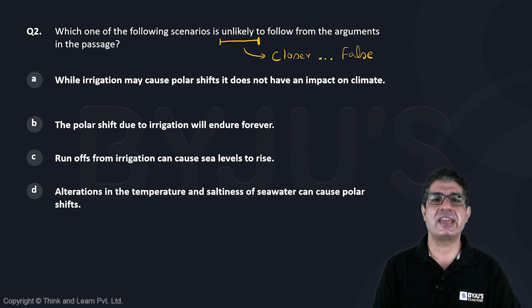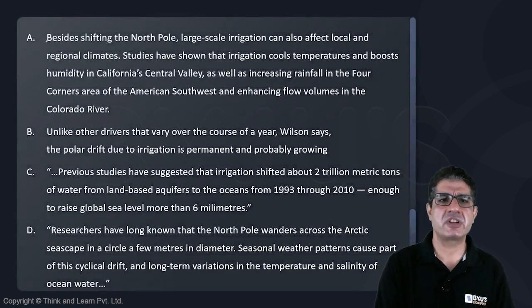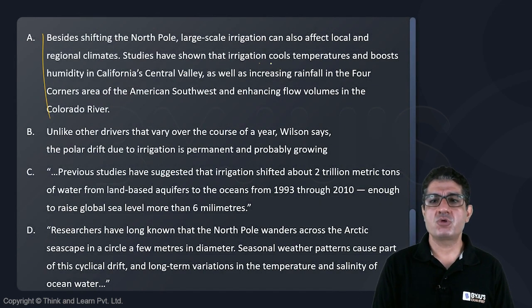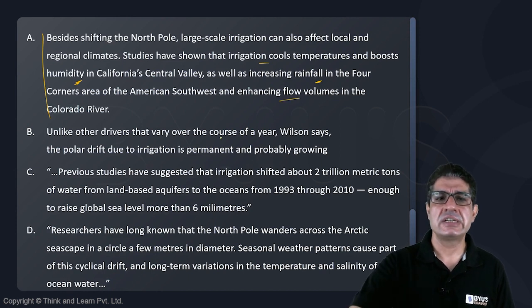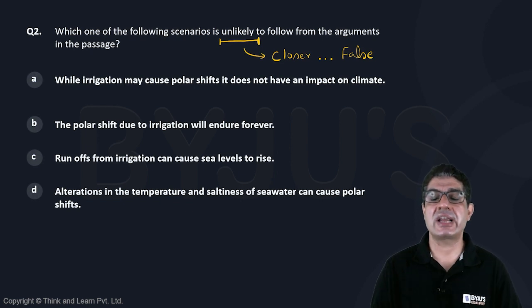Okay, so let's start. A. While irrigation may cause polar shifts, it does not have an impact on climate. This was in fact given in the last paragraph itself, but let me take you to the relevant part for option A. Look at this. This was given in the last paragraph. Irrigation cools temperatures and boosts humidity, as well as increasing rainfall in the Four Corners area of the American Southwest and enhancing flow volumes in the Colorado River. So if we look at this, we know that irrigation has affected temperature and climate.